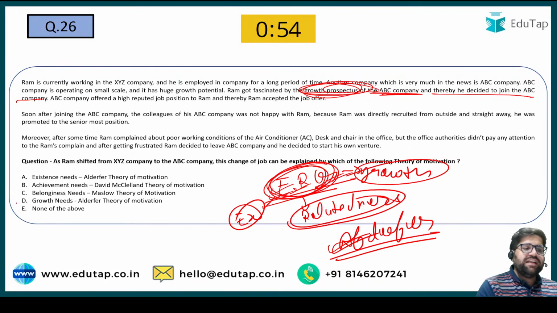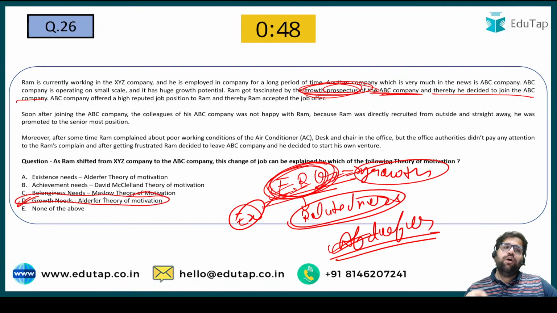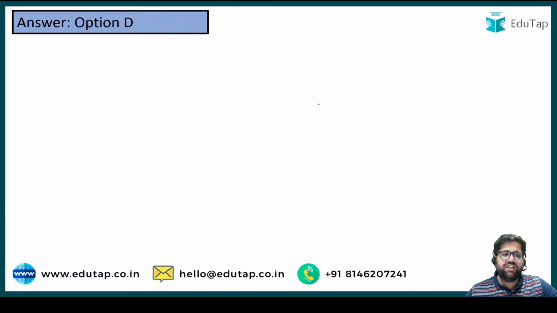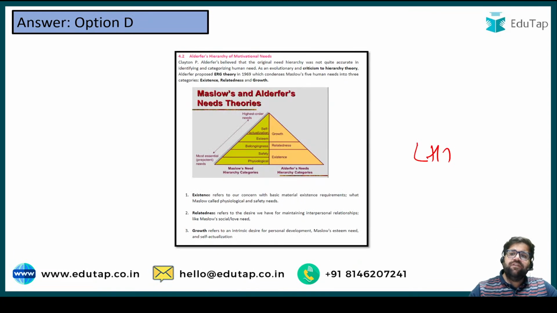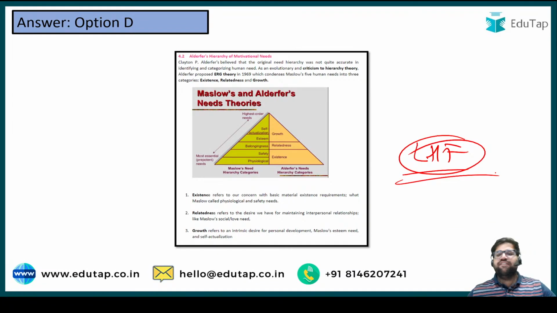So here the correct answer will be option D, because under growth needs of Alderfer's theory of motivation, you will see how Ram has shifted from the other company due to the growth prospects. So that's why the answer of this particular question will be option D. Again, low hanging fruit, nothing much to think, you could have easily marked the answer.